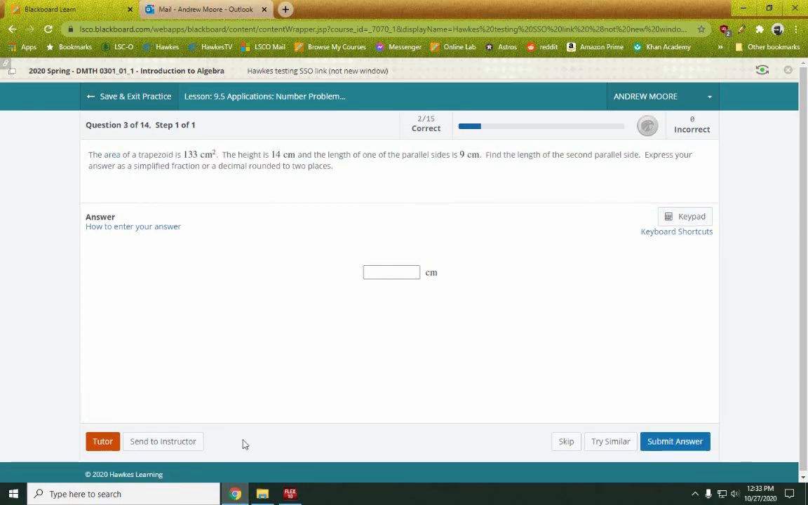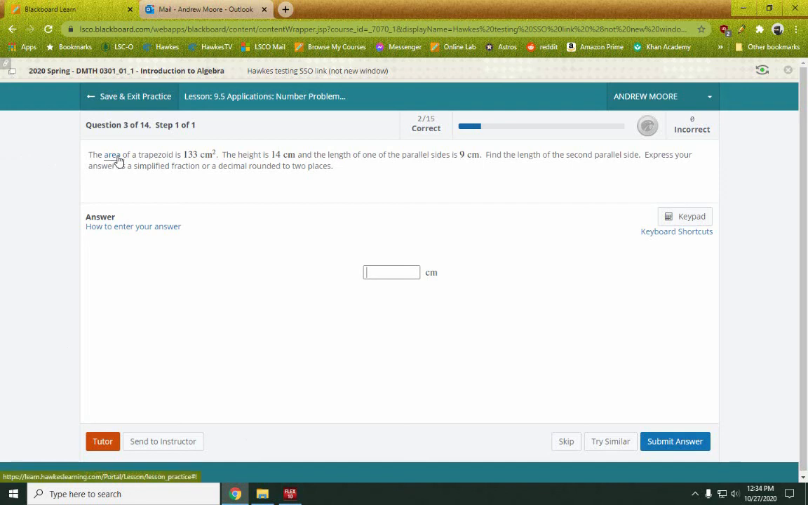The area of a trapezoid is 133 centimeters squared. The height is 14 centimeters, and the length of one of the parallel sides is 9 centimeters. Find the length of the second parallel side. Express your answer as a simplified fraction or a decimal rounded to 2 places.